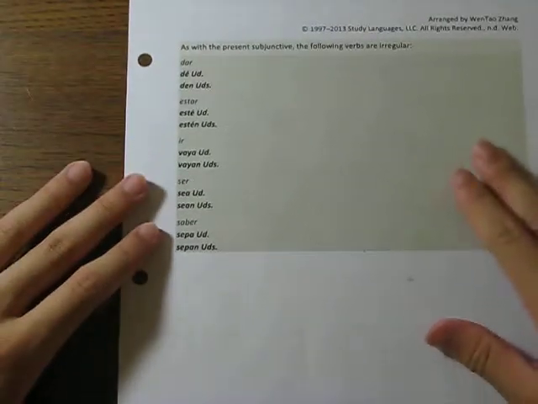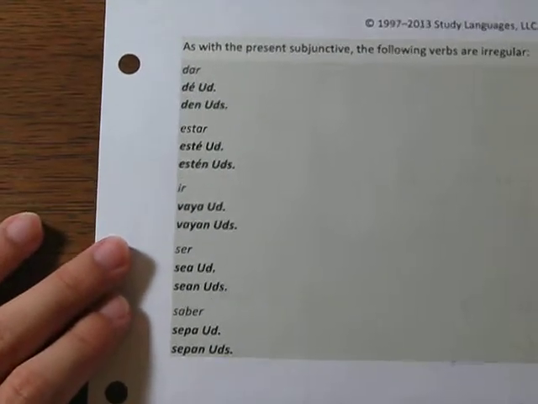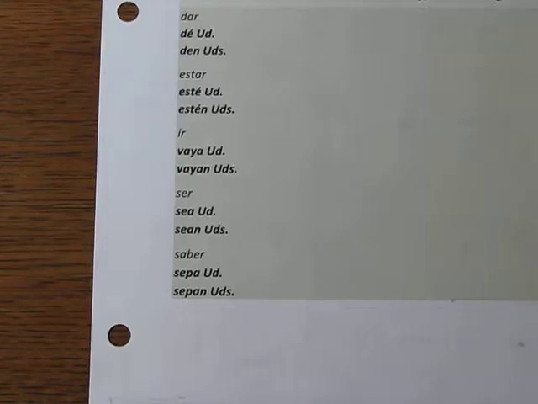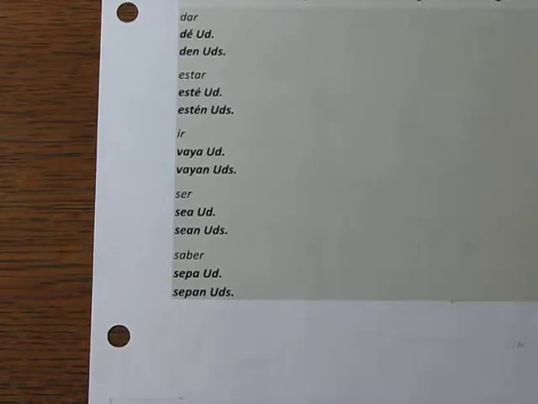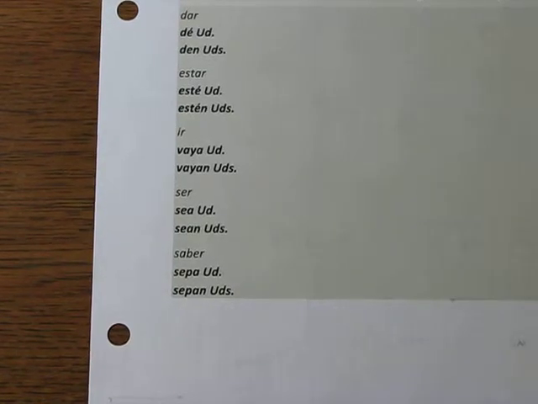So here, as with the present subjunctives, the following verbs are irregular, and I'm going to zoom in so you can look at these in greater detail, and I'm going to pause it. I think I'm just going to stop the video right here so you can look at these and basically just pause and study these if you don't feel like going to the website or taking out your worksheet, right?